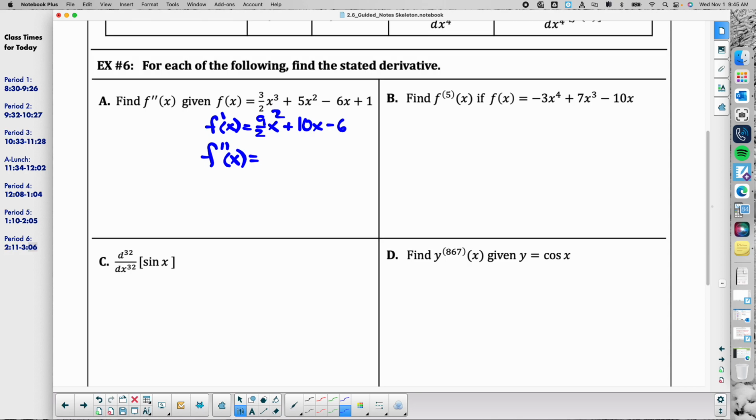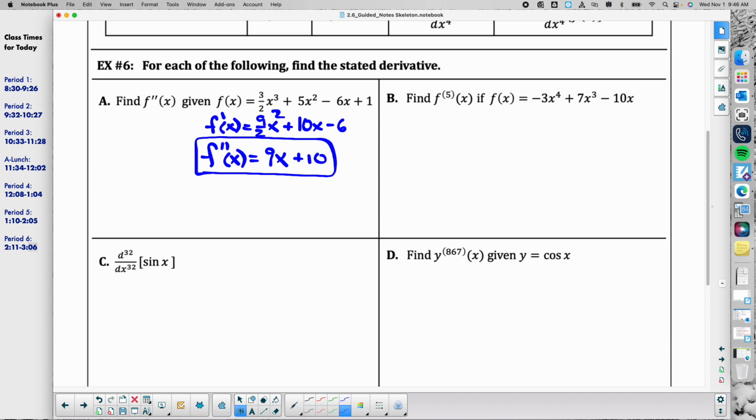So the second derivative of this one: 9 halves times 2 is 9. x, subtract 1 would be x. 10x is 10. Okay, good. That's the answer. And then you could probably see that on a polynomial, if you keep taking the derivative, it's just going to turn to 0. You could keep taking derivatives, but they're all zeros.